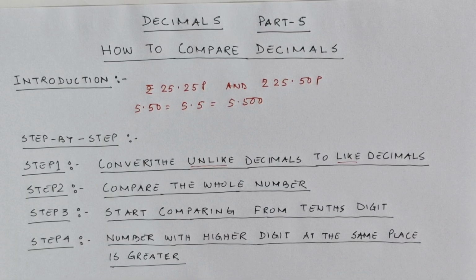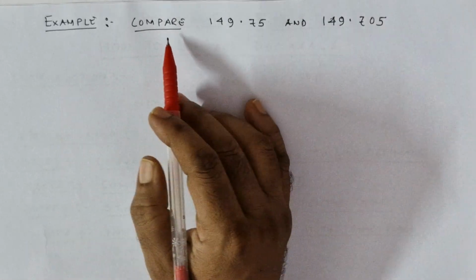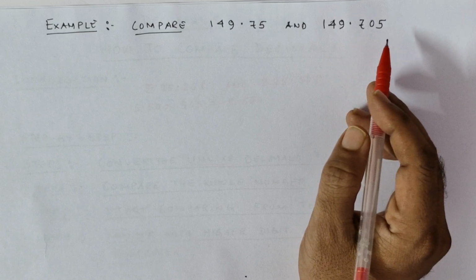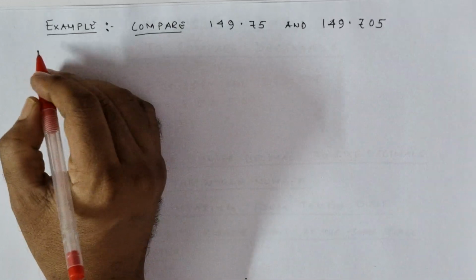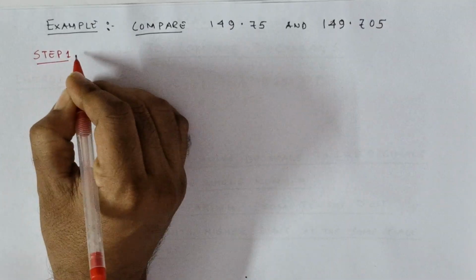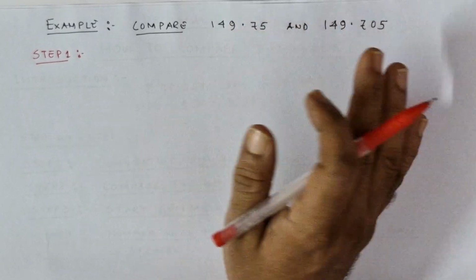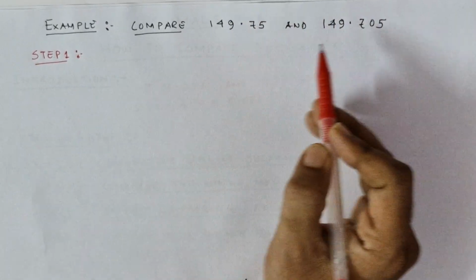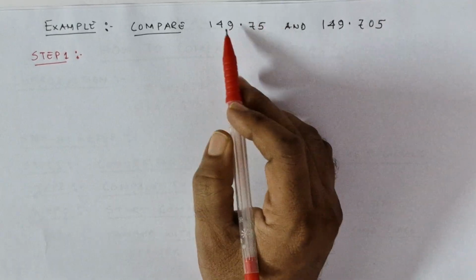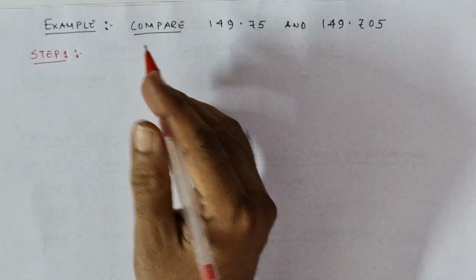Let's apply these 4 steps in an example. Compare 149.75 and 149.705. Step 1: convert unlike decimals to like decimals. After the decimal point, the second number has 3 digits, but the first number has only 2 digits. So we have to make it 3 digits.